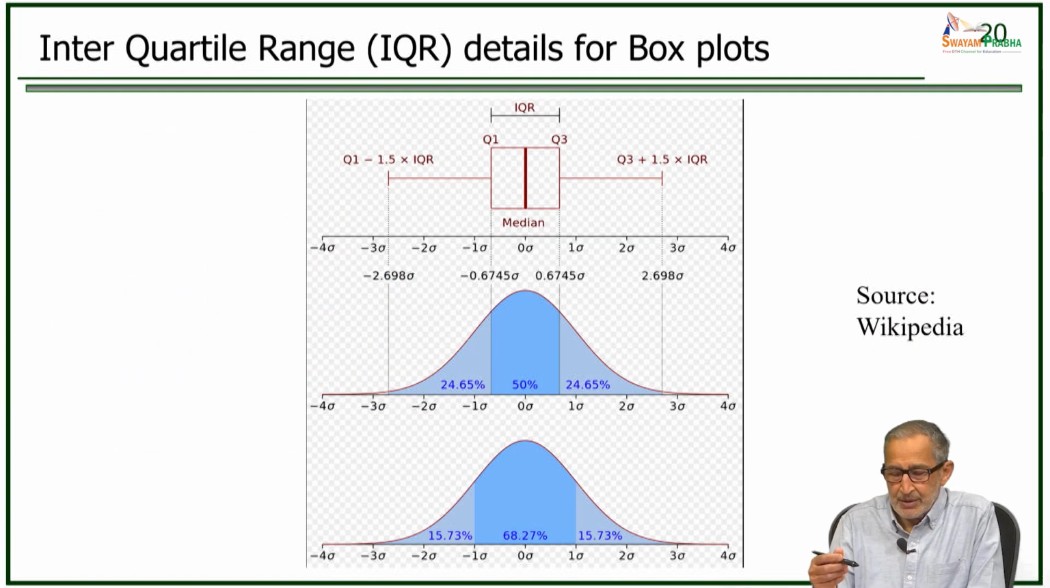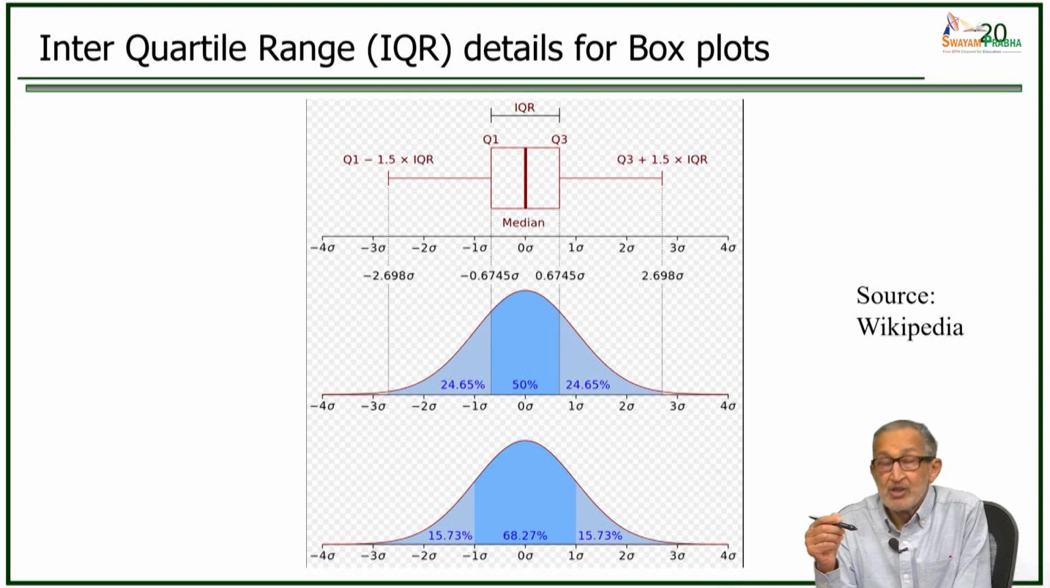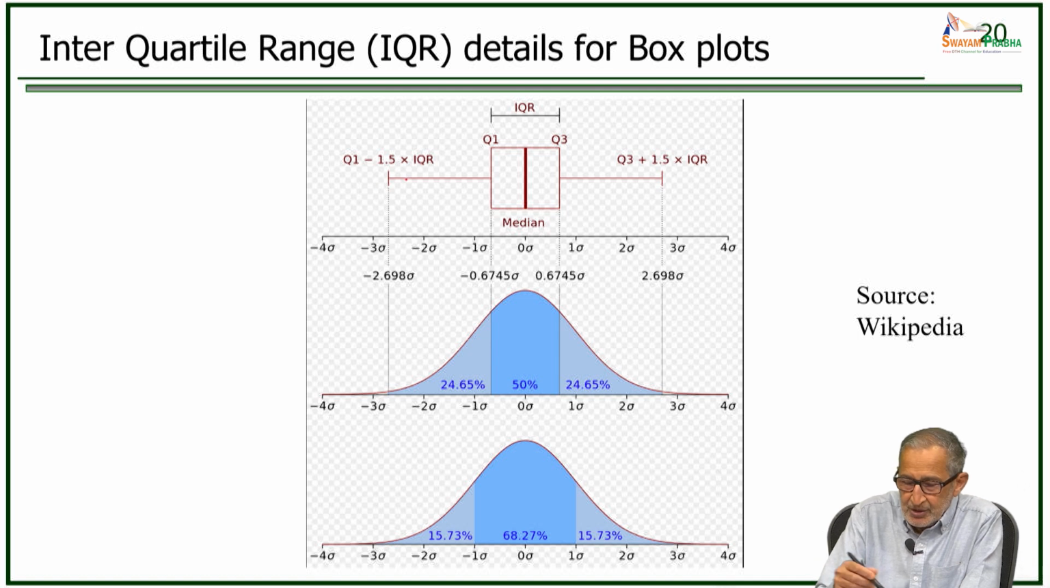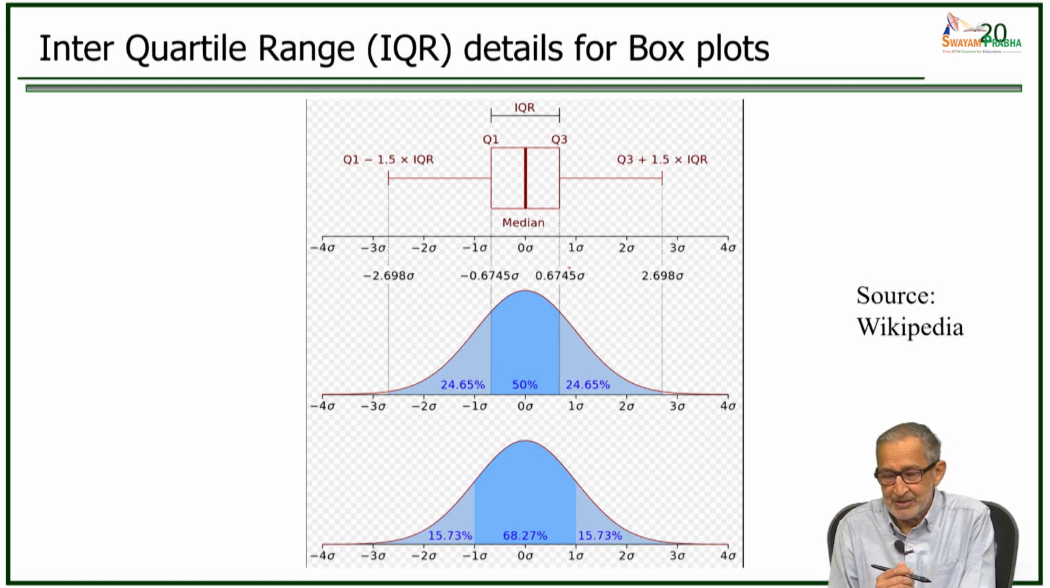So here are the interquartile range details for the box plot. This is the box plot that we were looking at. Q1 corresponds to the first quartile. It is the median minus roughly 0.6745 times the standard deviation. The third quartile, Q3, corresponds to the median plus 0.6745 times the standard deviation. And the data between Q1 and Q3 corresponds to 50% of the data set. Okay?